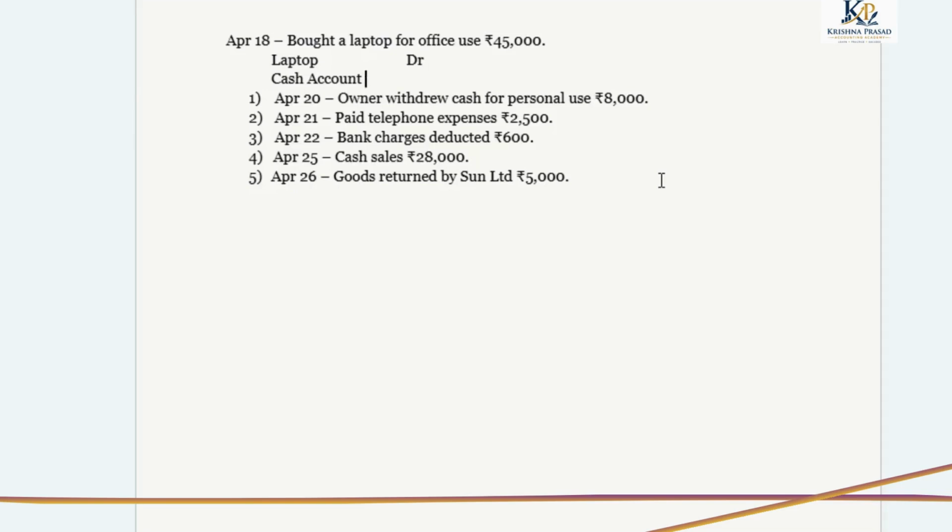Next, cash. Cash is an asset. Asset means it will come under real account. What is the real account principle? Debit what comes in, credit what goes out. Cash is coming to the business or going out of the business? Going out of the business. That means we need to credit cash.